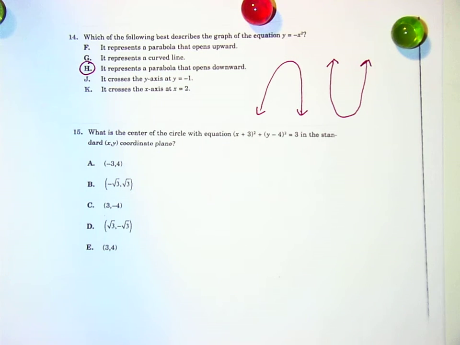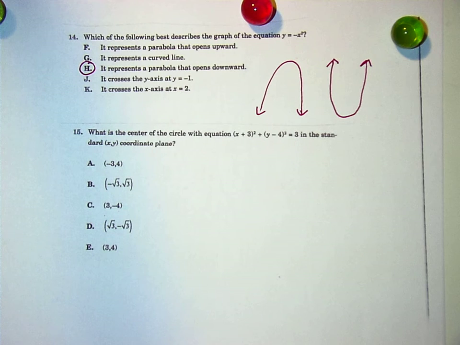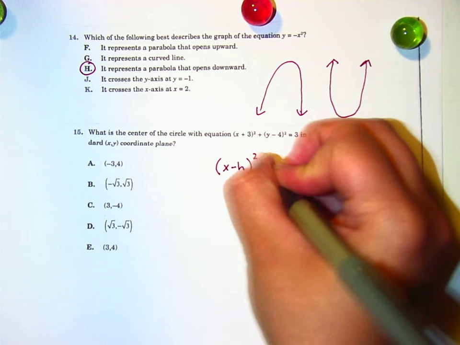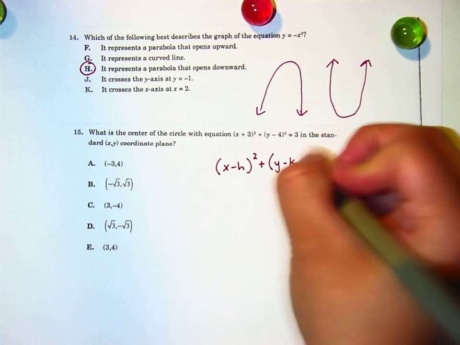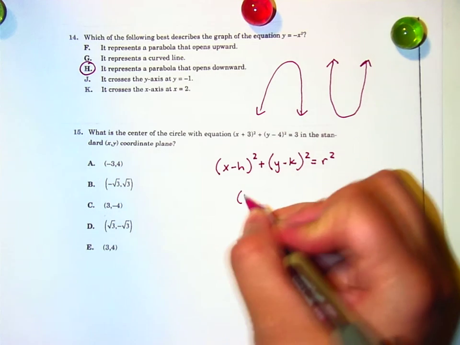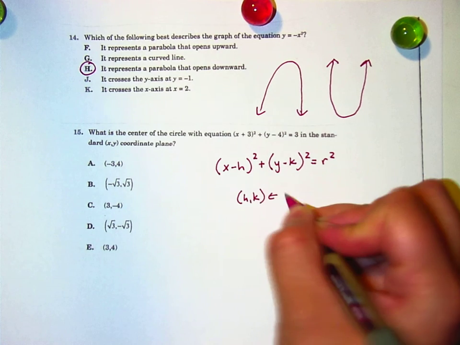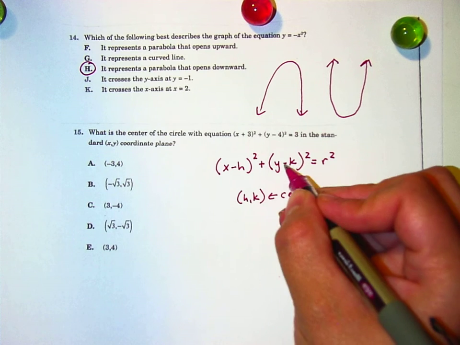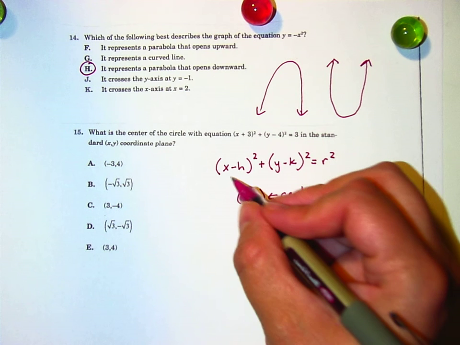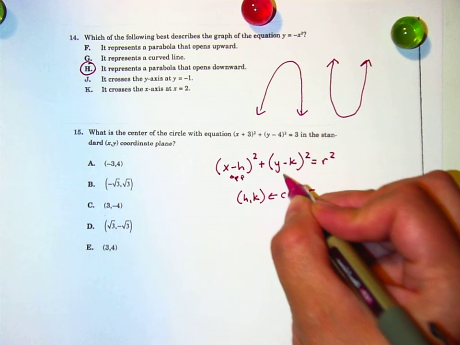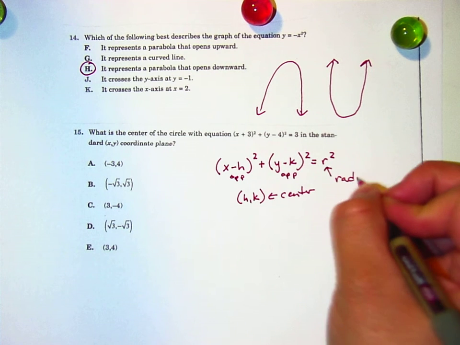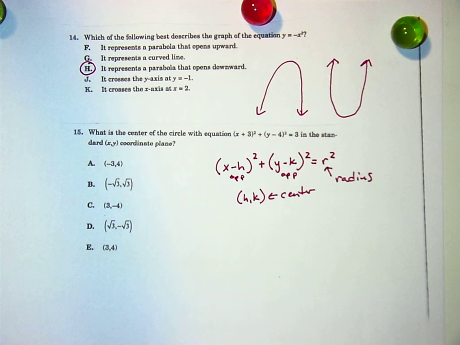Last one. What is the center of a circle with that equation in the standard xy coordinate plane? Okay, so here's the equation of a circle. Okay, so h and k, that's the center of the circle. Notice this is x minus h and y minus k. That means you're going to be kind of thinking about the opposite here when you're looking at h and k, because there's a minus in front of it. And r stands for the radius, which this problem really doesn't have anything to do with, but just in case you need to know.